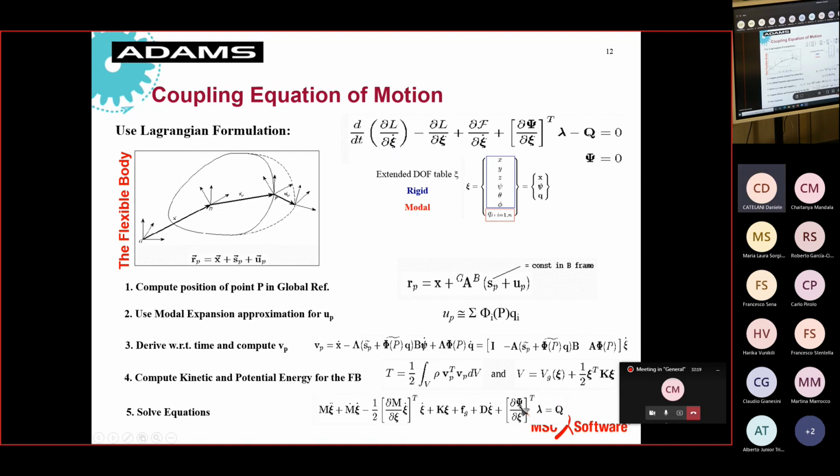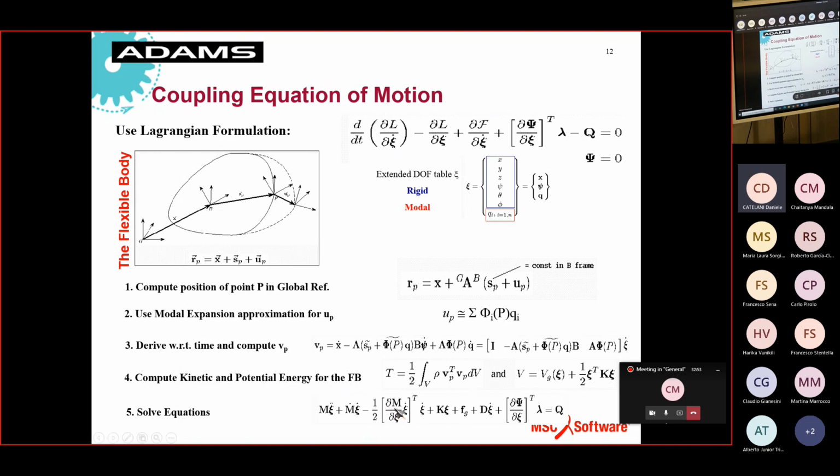Equation of constraints, equation of loads, but a new element appears, this one, the partial derivative of the mass matrix depending on the coordinates. It means that our mass in the space changes its distribution due to the deformation. This component is absolutely new in the Lagrange formulation. It doesn't exist in the rigid body formulation.